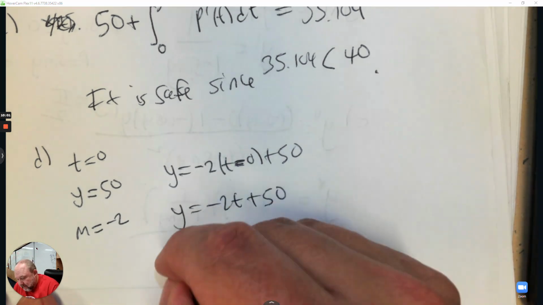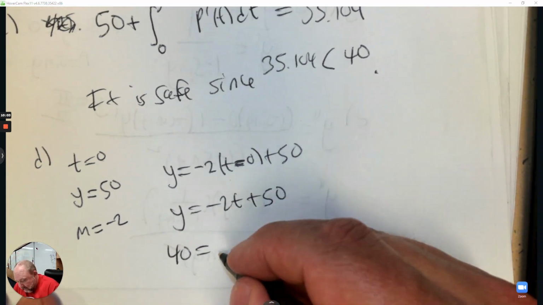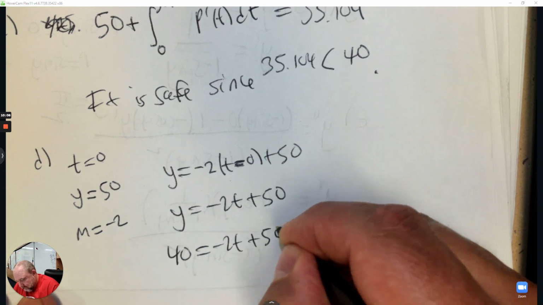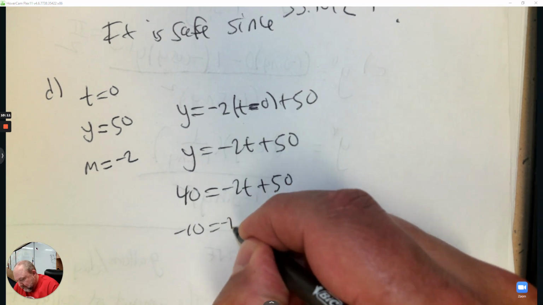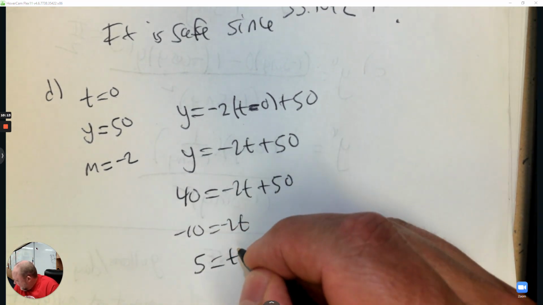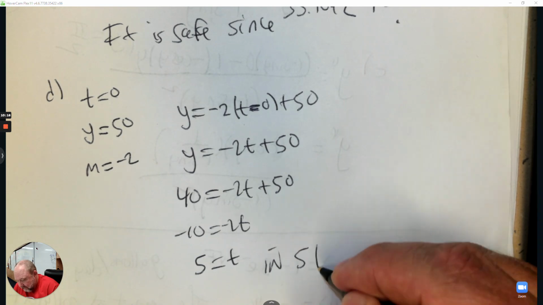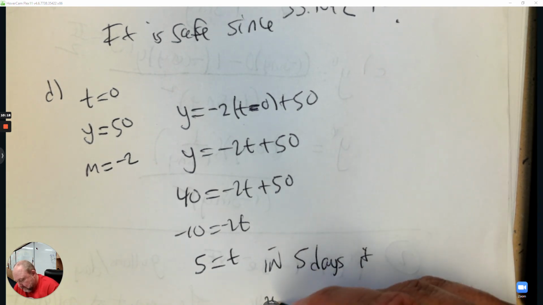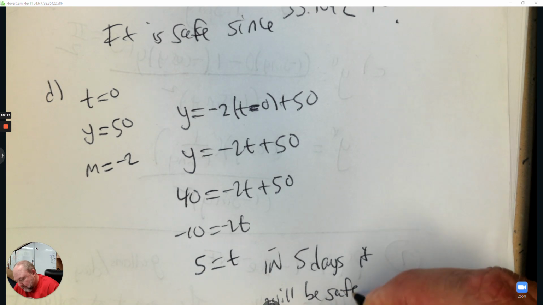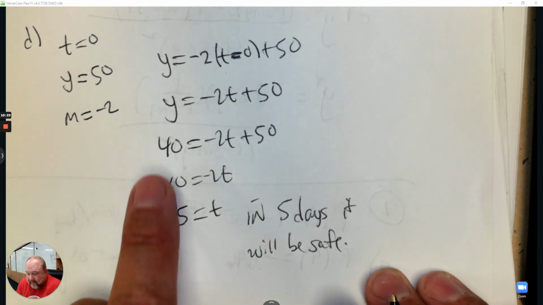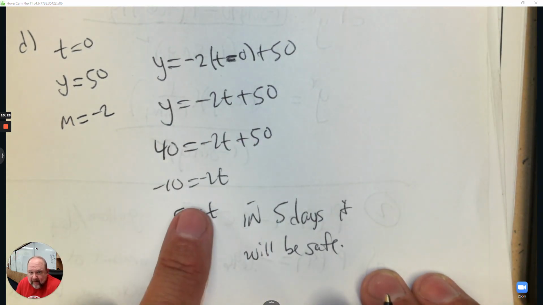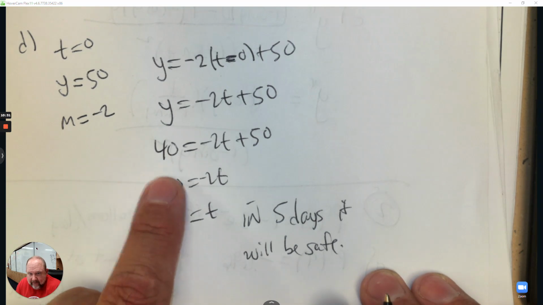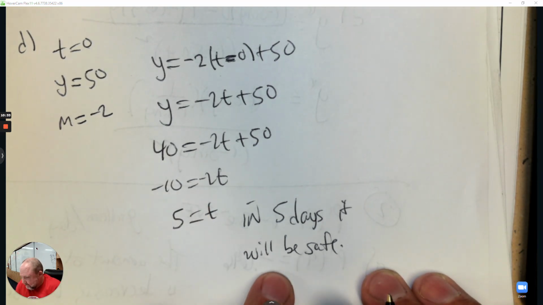And then it becomes safe when it's 40, right? So subtract 50, divide by -2, and I get 5. So in 5 days it'll be safe. So again, it'll be safe at 40. So we have a linear model, easier to work with, equal to 40. So approximately when will that equal 40? In about 5 days. And it's done. All right, next.